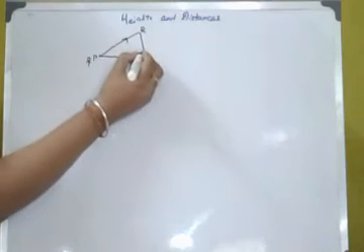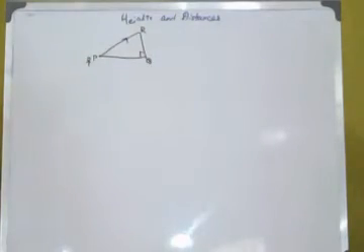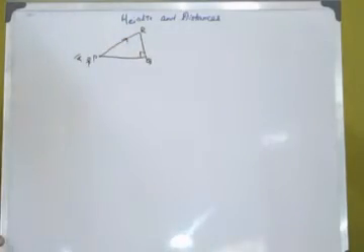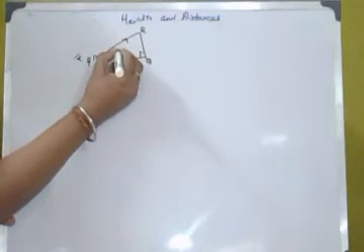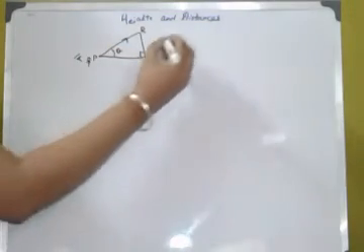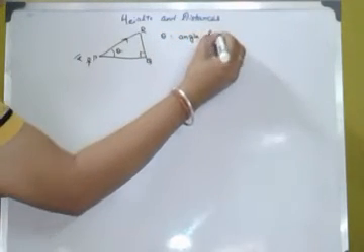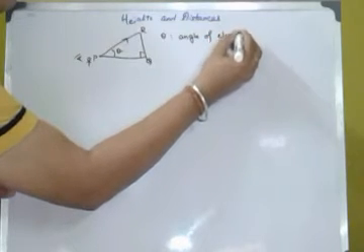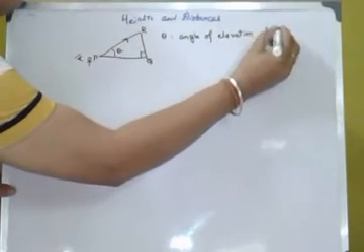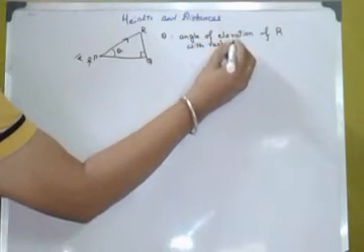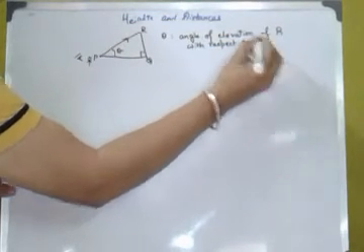If we join this, it is a right angle triangle. That is the eye level of the observer. And this line is the line of sight. The angle between these two lines may be theta. So theta is called the angle of elevation of R with respect to point P.